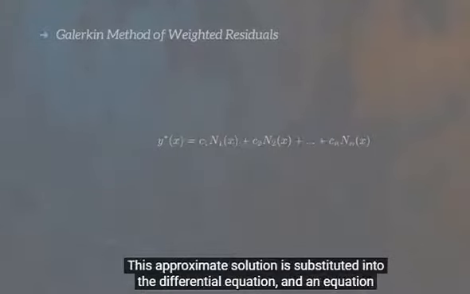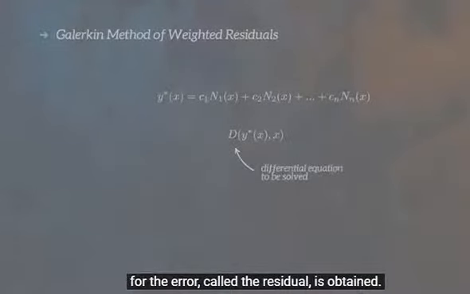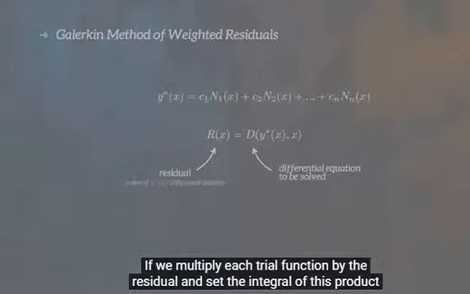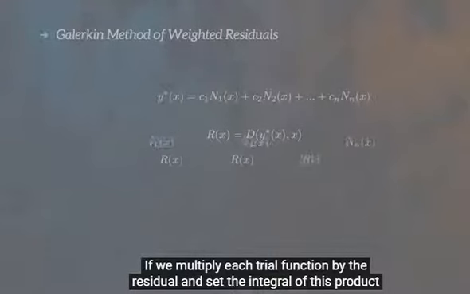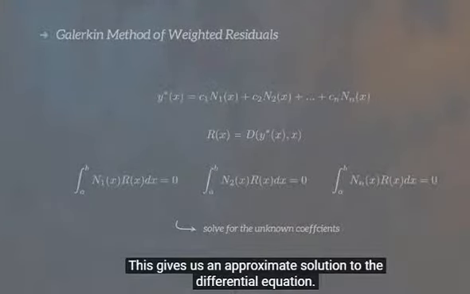This approximate solution is substituted into the differential equation, and an equation for the error called the residual is obtained. If we multiply each trial function by the residual and set the integral of this product to 0, we can calculate the unknown coefficients that minimize the residual. This gives us an approximate solution to the differential equation.